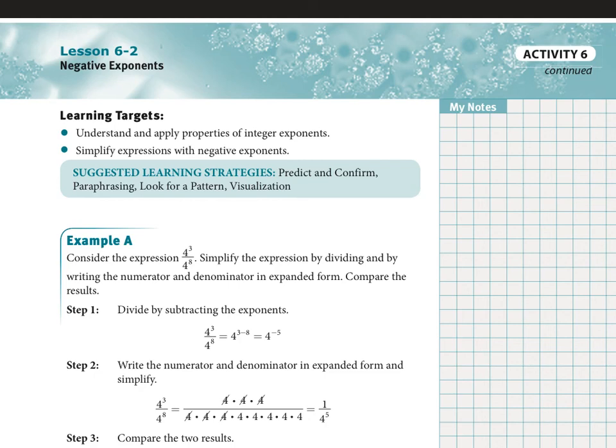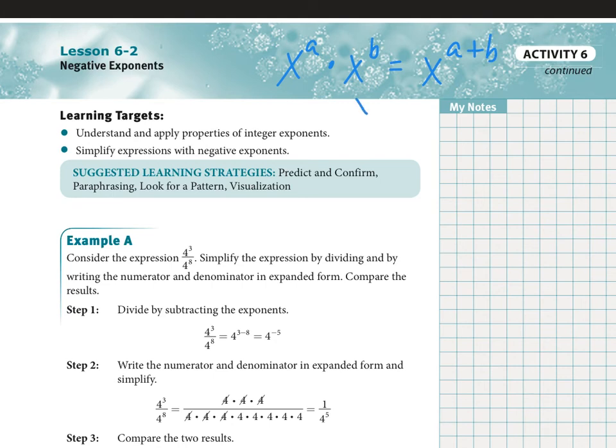Alright guys, so back into properties of exponents here, and this one will deal with negative exponents. Some things we want to be able to do is understand and apply properties of integer exponents, which we started in the last section, where when we multiply things with the same base, we would add exponents. Remember the rule: x to the a times x to the b equals x to the a plus b.